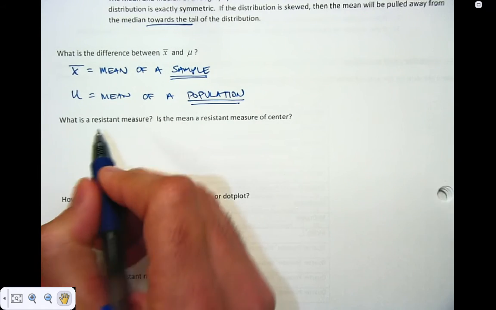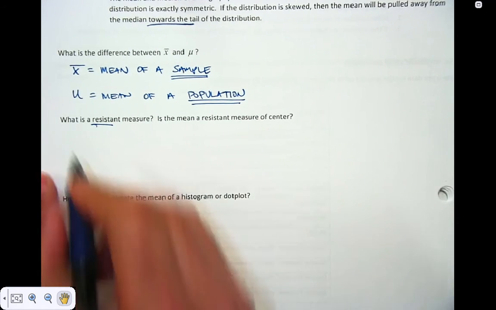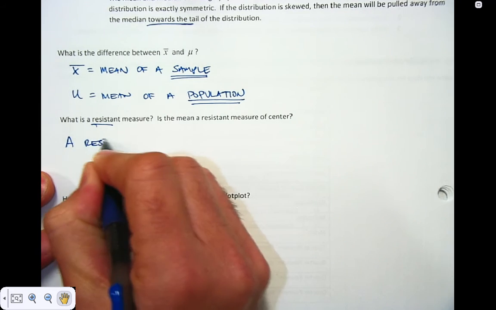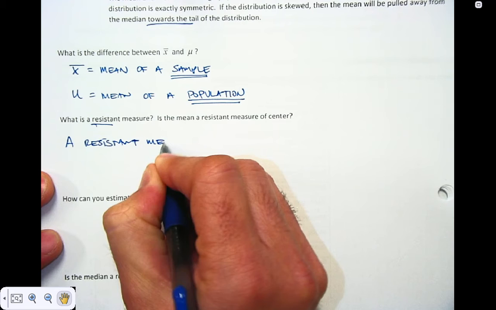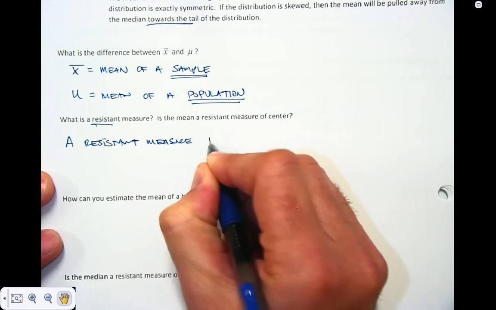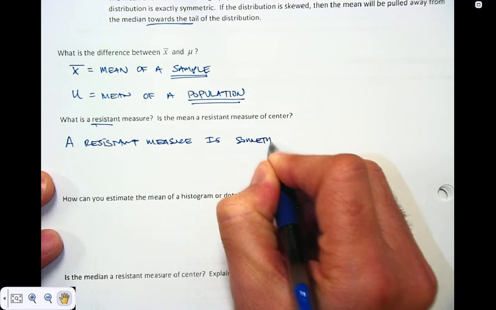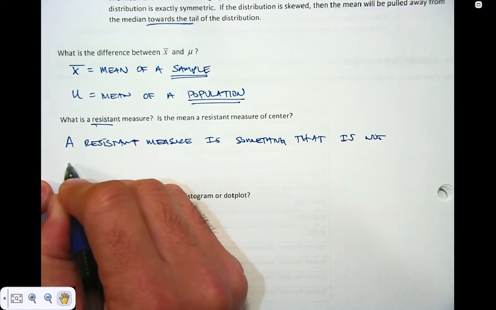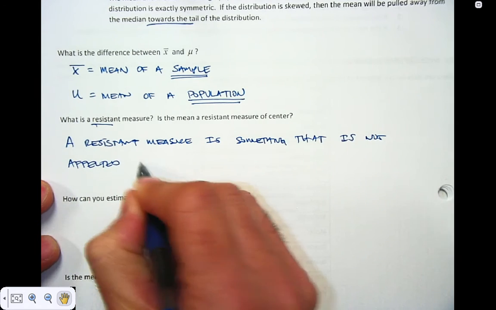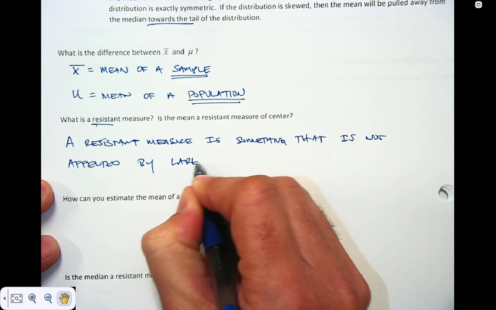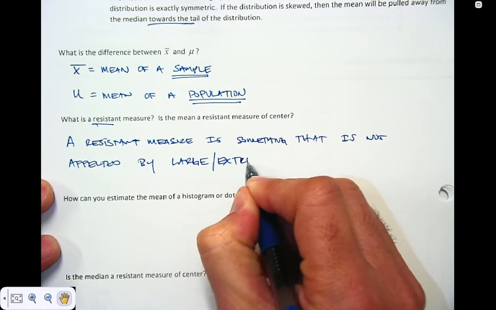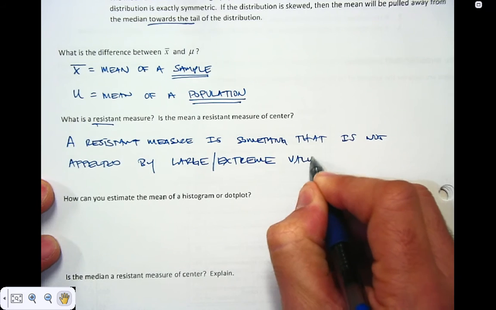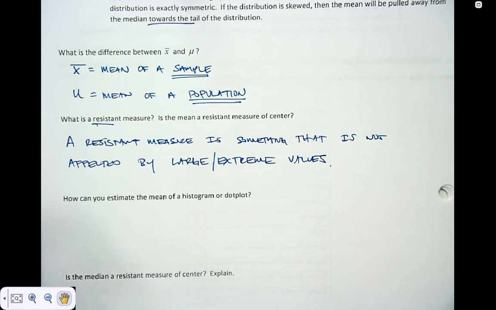All right, so then what's up with this word resistant? What is a resistant measure? A resistant measure is something that is not affected by large or extreme values.